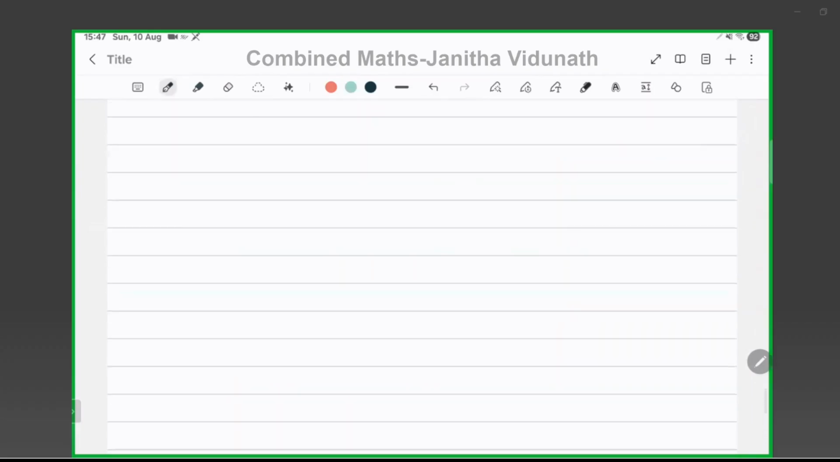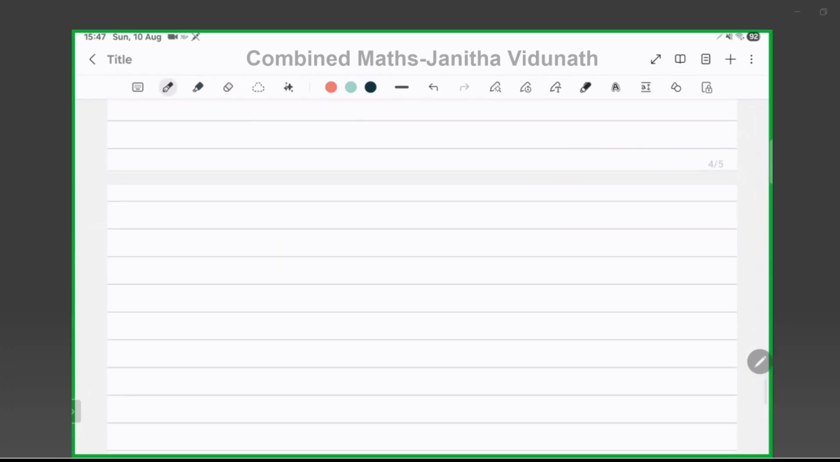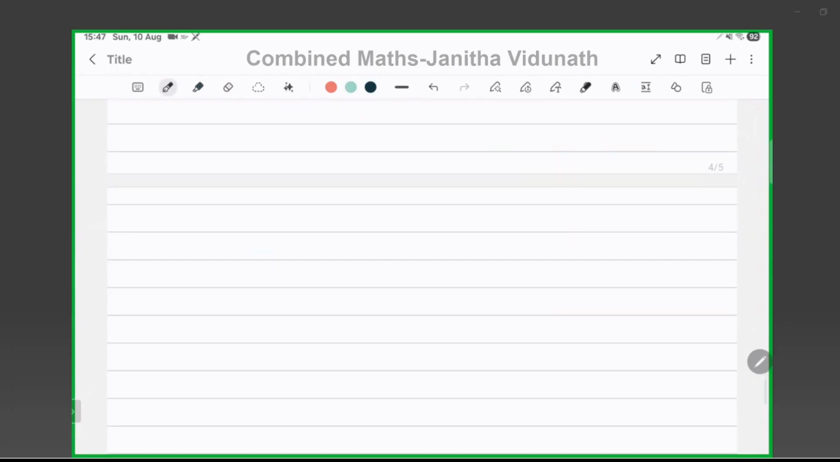Okay, now we try to factorize trinomials where the coefficient of x square is not equal to 1. Let me consider the example 2x square plus 5x plus 3.